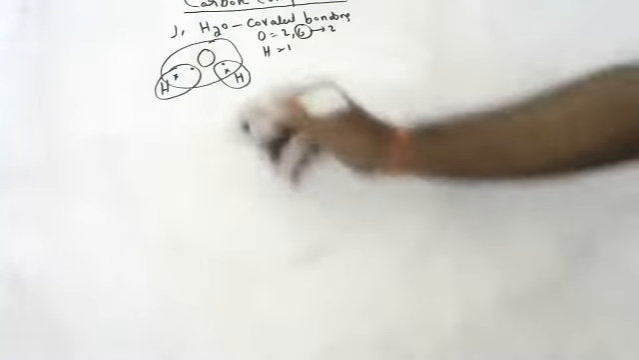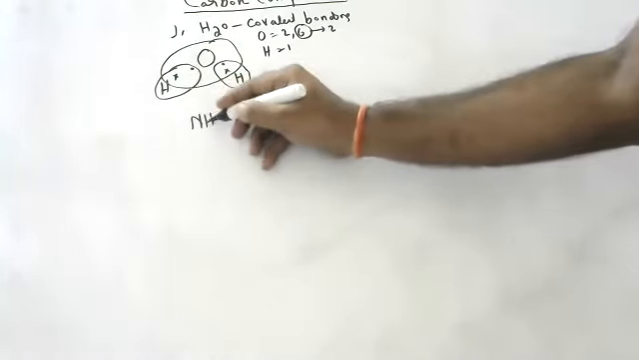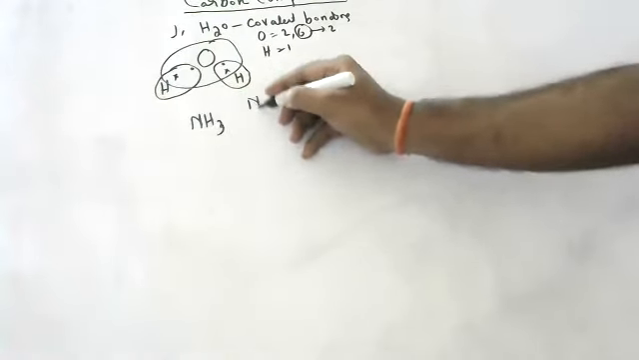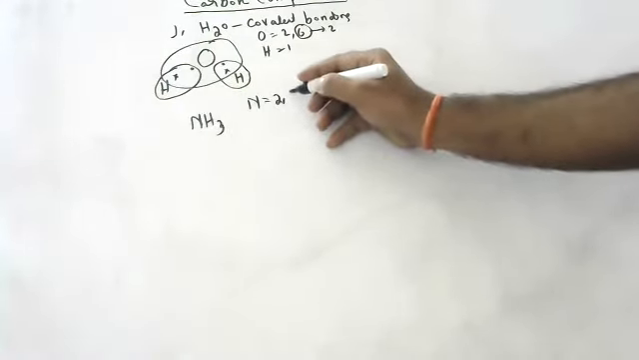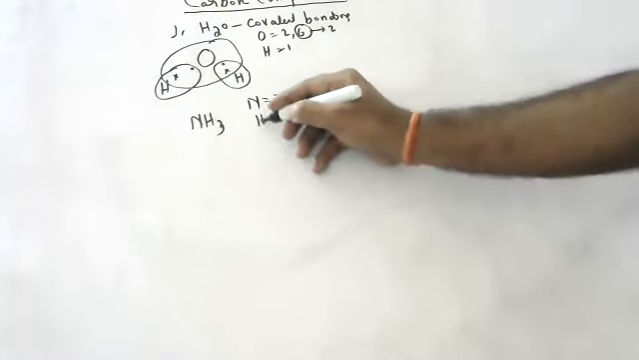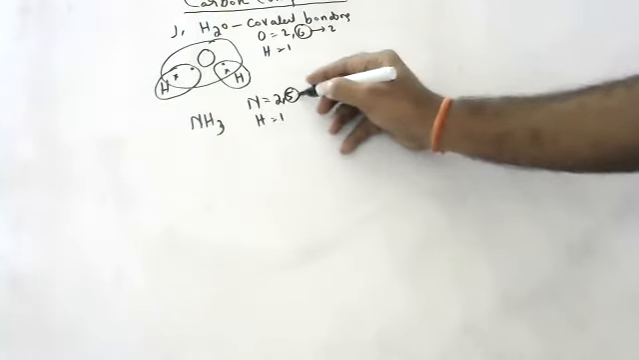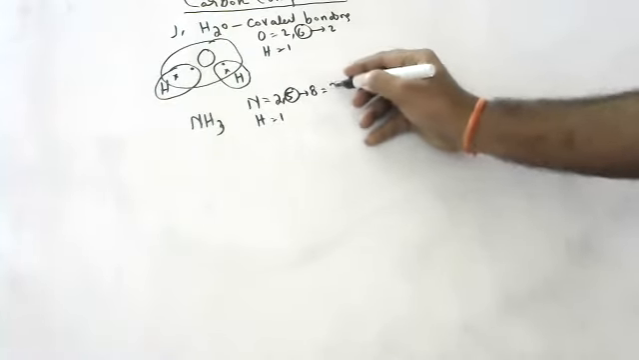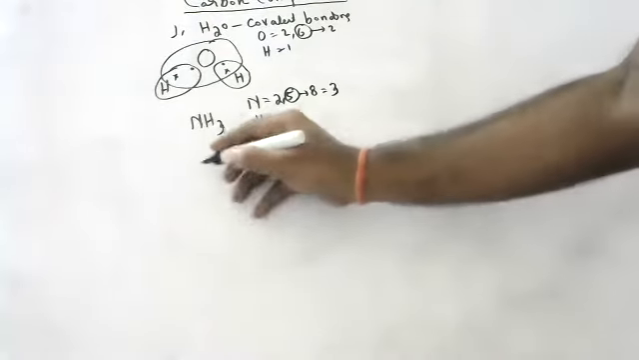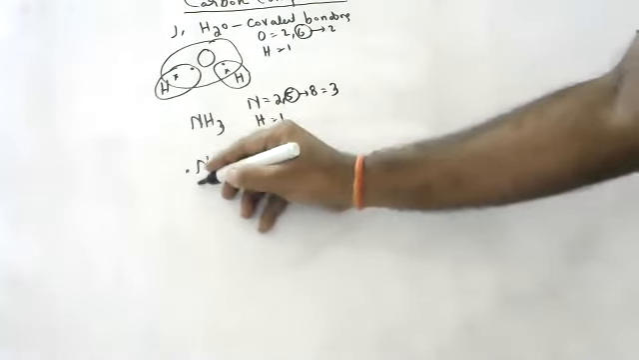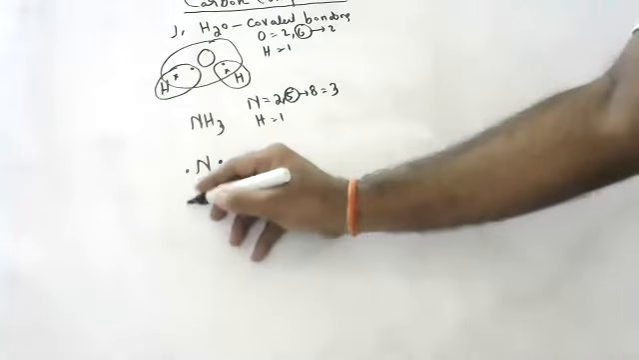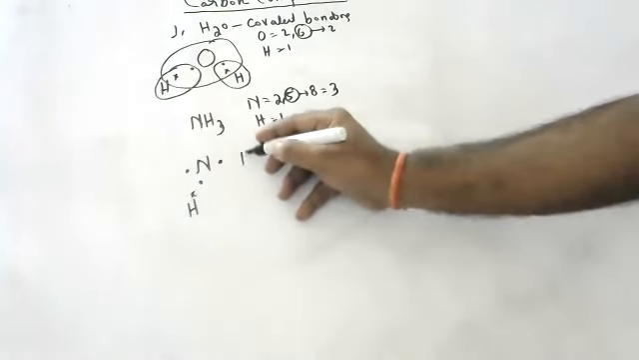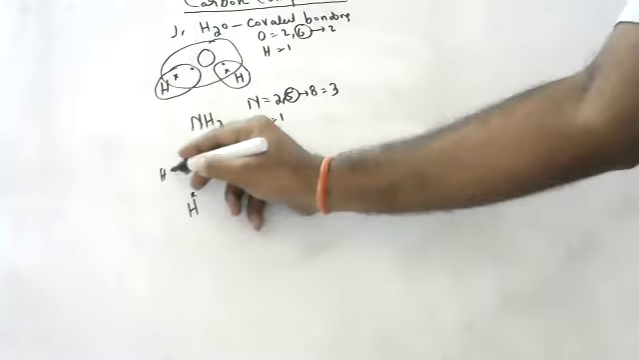If you want one more example, I will show you, children. Ammonia. Nitrogen is 2, 5, children, and hydrogen is 1. 2, 5 means to attain octet, how many electrons does it require? 3 electrons. So nitrogen needs 3 electrons. And hydrogen is in need of 1 electron.